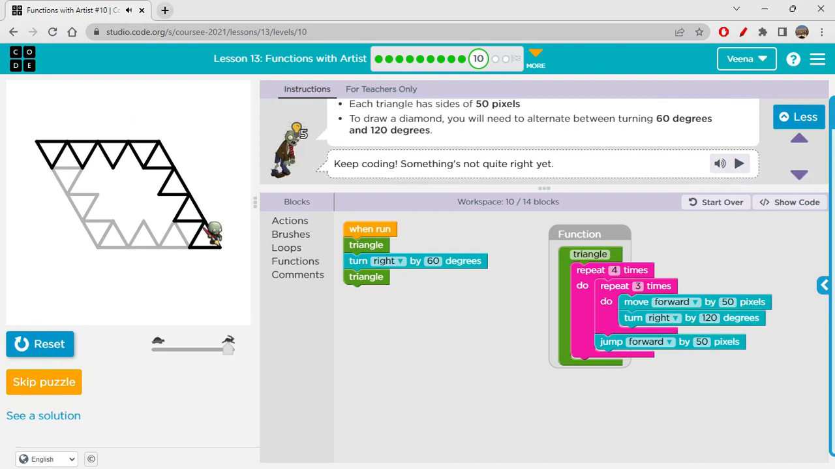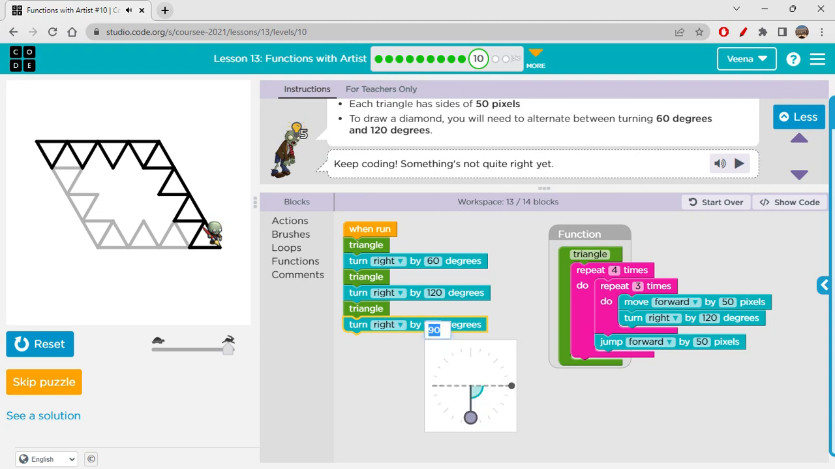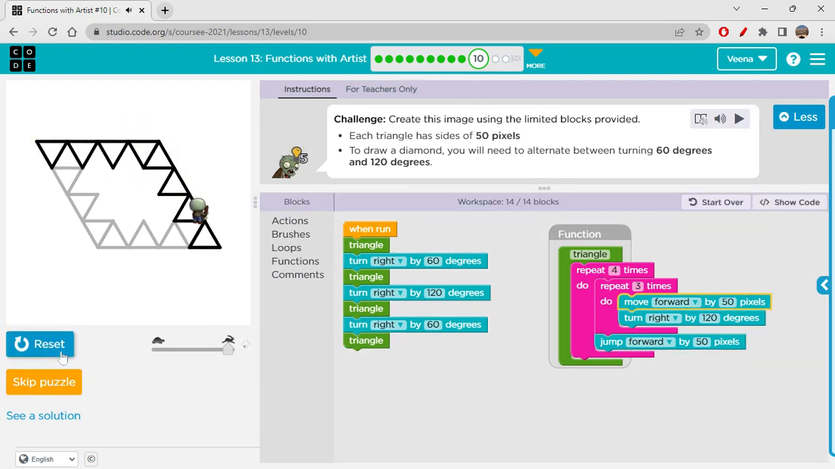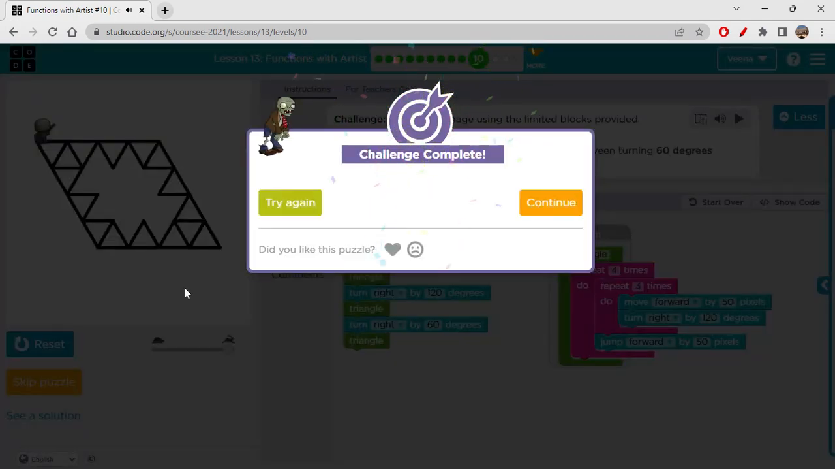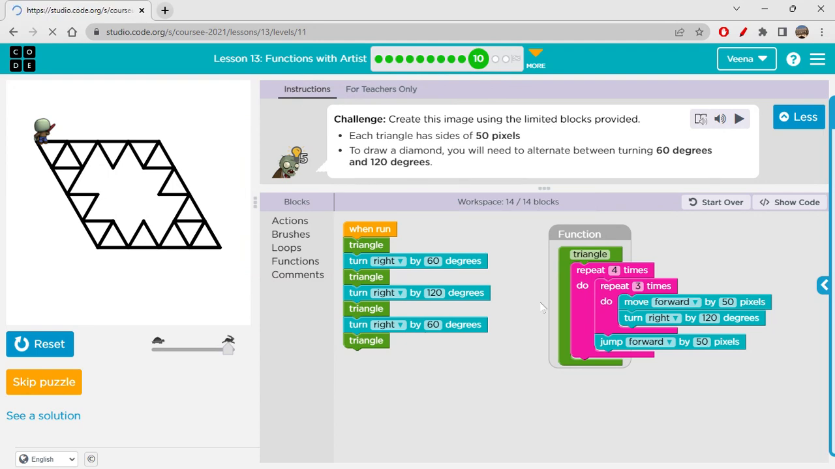Perfect, right? Now it has to take a turn right of 120 degrees. Okay, then draw the triangle, then turn right by 60 degrees, then draw a triangle. Cool. 14 by 14, perfect. Wow. The challenge was simple actually, right? Let's go with the next activity.